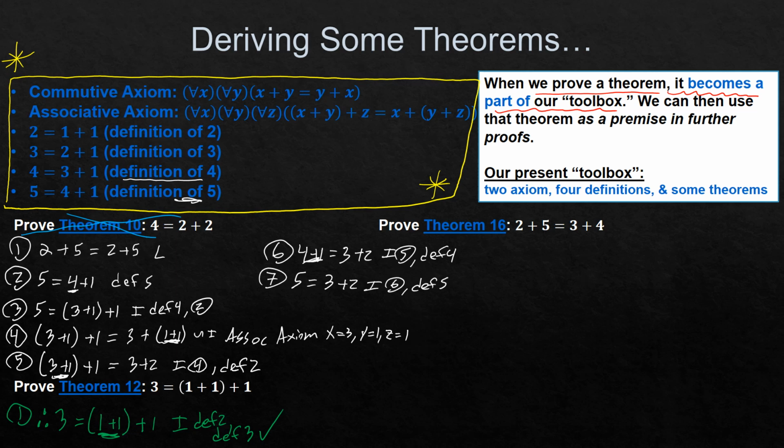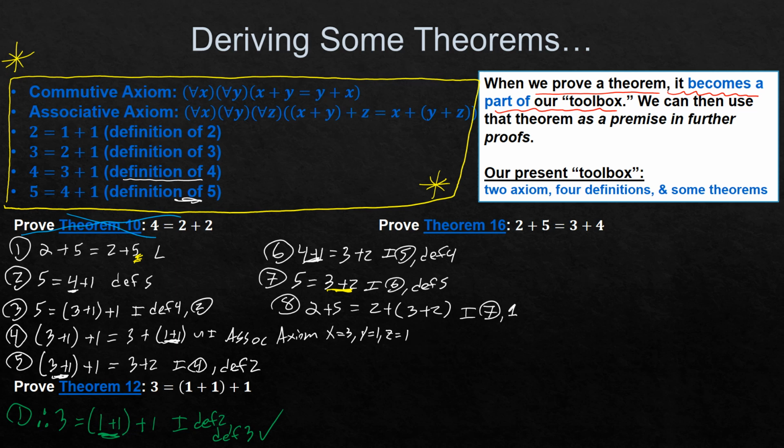And this is important because this is going to allow us to do something. Because we have here that 5 is identical to 3 plus 2, and then notice line 1, we can substitute that 3 plus 2 for that 5. So for line 8, we will say that 2 plus 5 is equal to 2 plus (3 plus 2) by the identity rule with line 7 and 1.